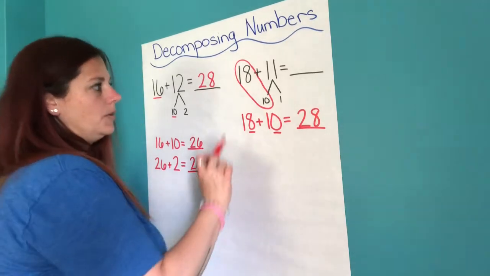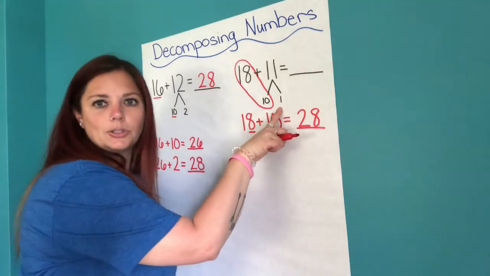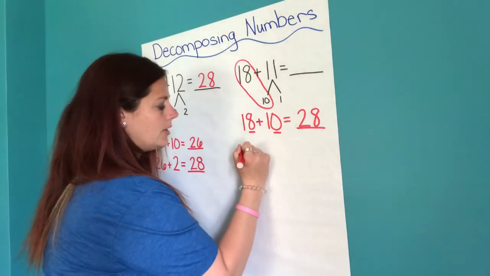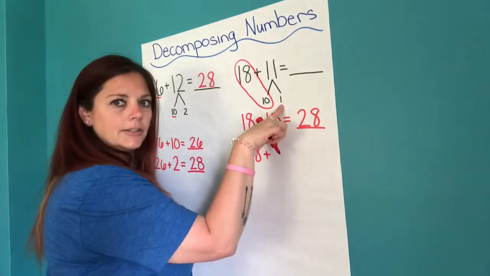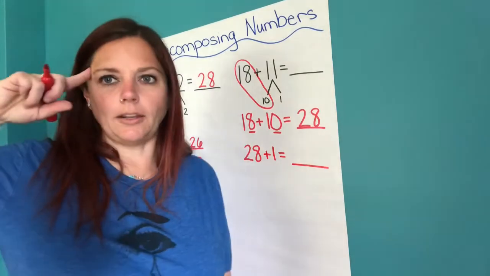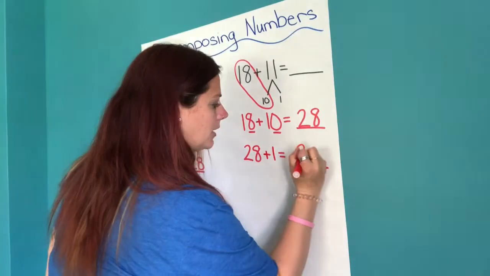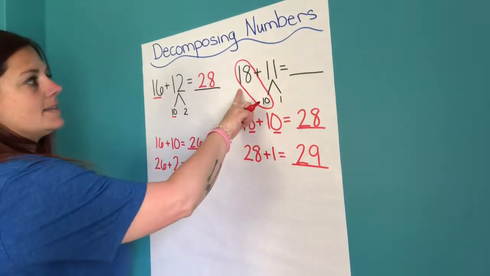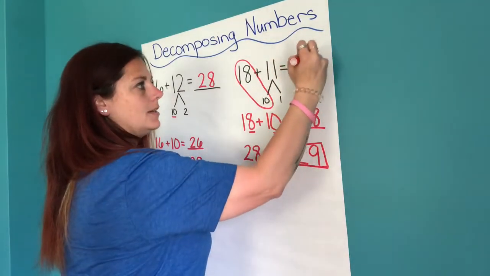Okay, now we added 18 and 10, but we still have a number left. So what do we have to add the 1 to? 28. So the 28, we're going to write down here for our new number sentence. 28 plus 1 equals blank. Put 28 in your head. 1 hop, 28, 29. 29. So 18 plus 11 is 29.